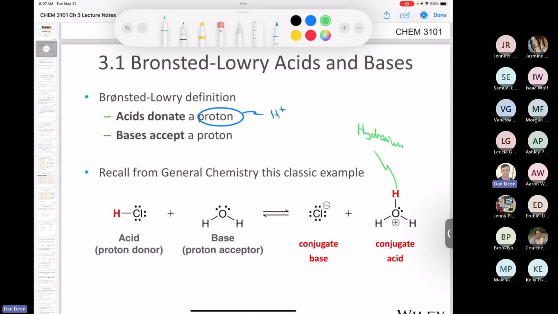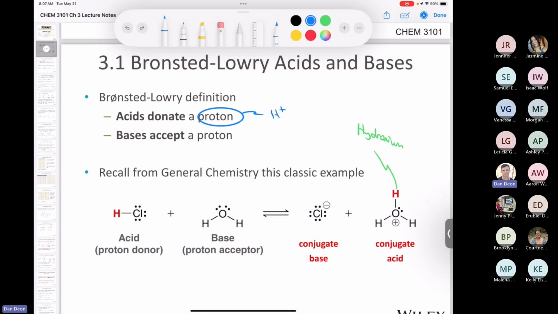If you're ever struggling to figure out which is the conjugate base and which is the conjugate acid, I would just think about the reaction in reverse and think about who's accepting a proton. You can see that the chloride is accepting a proton in reverse, so it must be a base, because bases are proton acceptors. And the hydronium ion is donating a proton in reverse, so it must be the conjugate acid.